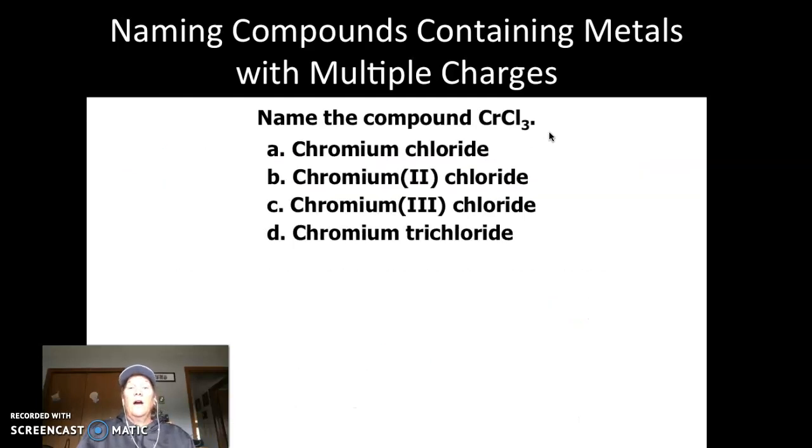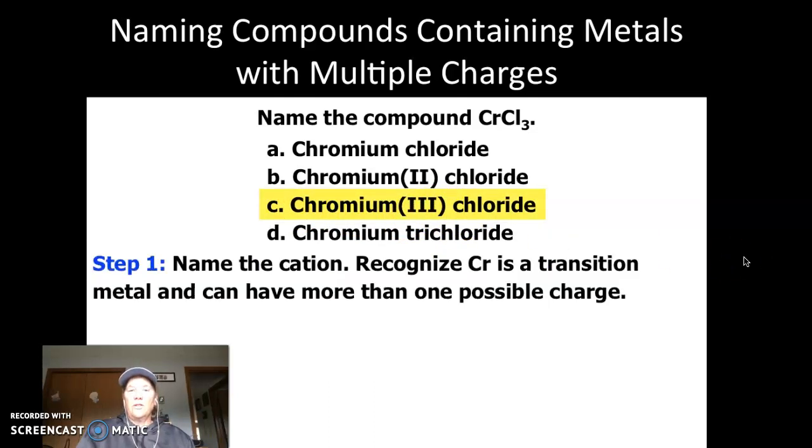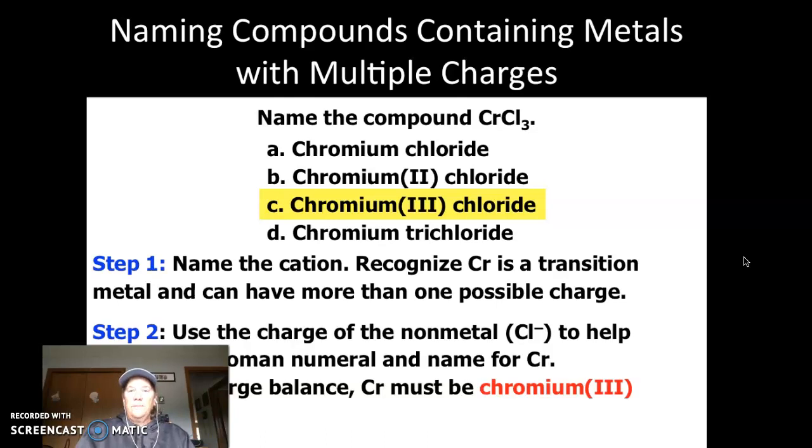Okay. All right. This one. This is chromium and this is chloride. Which chromium is it? Okay. Chlorine has a -1 charge and there's 3 of them. So if this side's -3, this side has to be +3. So it has to be chromium 3 chloride. Okay. Again, use the back half to figure out the charge.